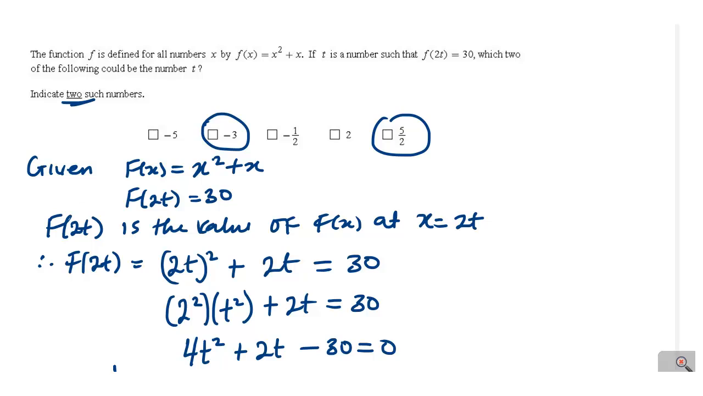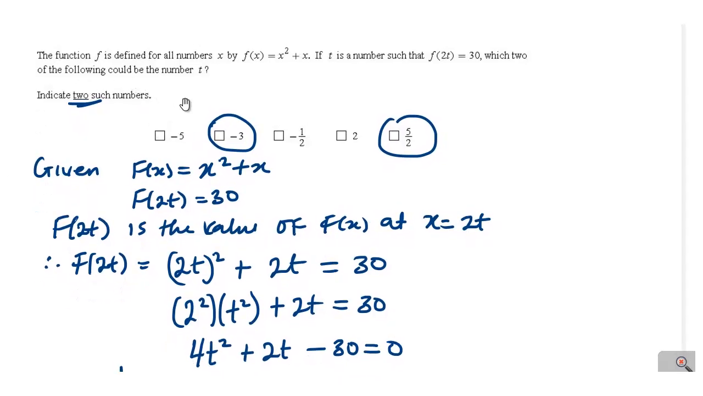So these are the two options that validate the solution to the question.